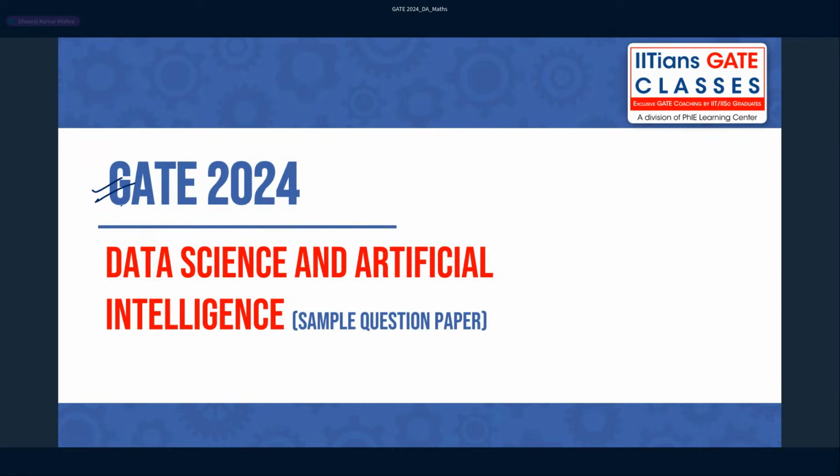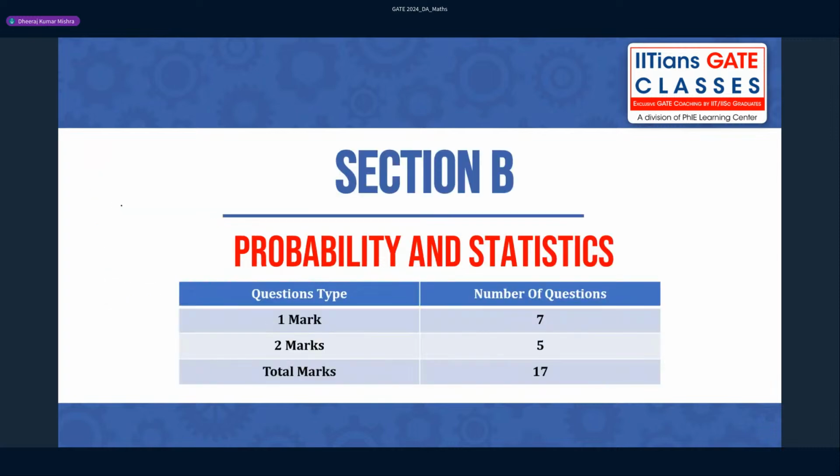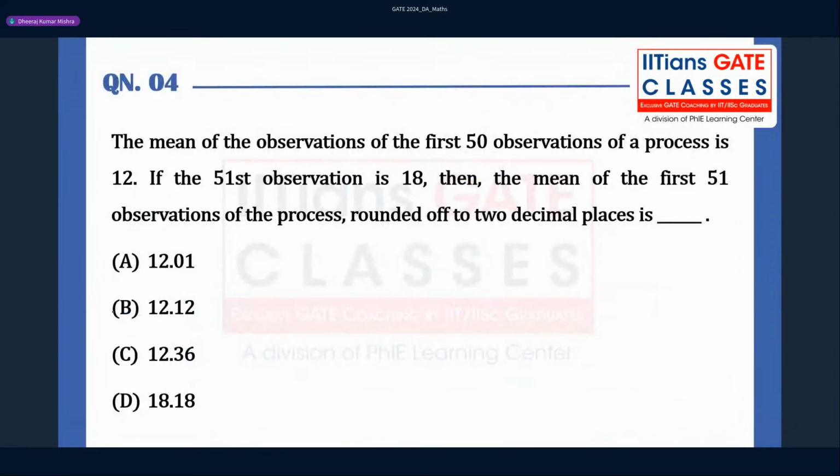Please join the session, and this session can be useful for all the branches, not only for GATE Data Science and AI, but for computer science, mechanical, electronics, electrical, for all the branches, because everybody might be going for this paper. We are going to solve questions from probability and statistics, and you can see the weightage of this topic is 17. So in total, 35 marks will be from mathematics.